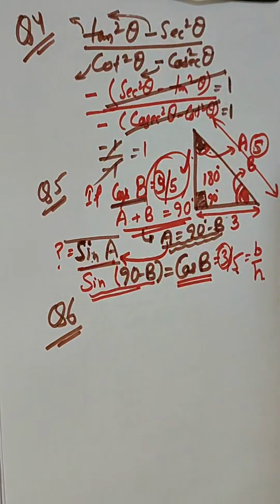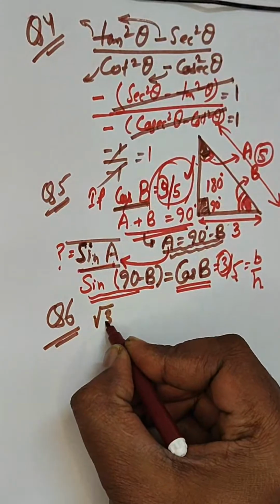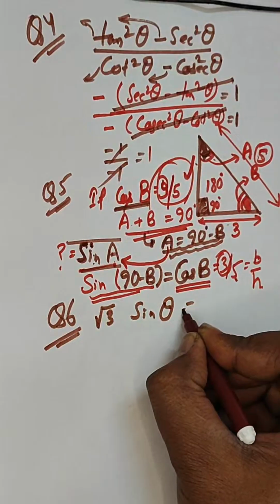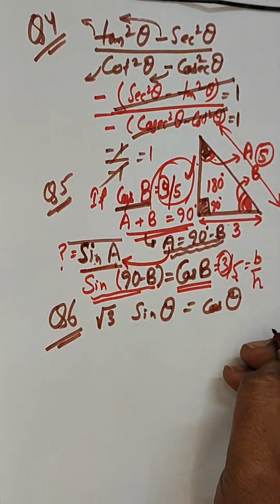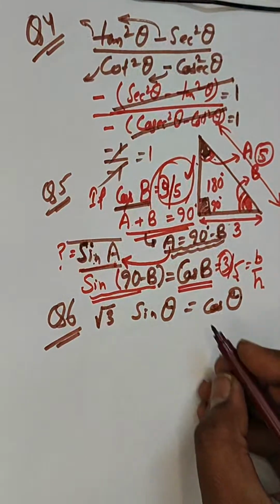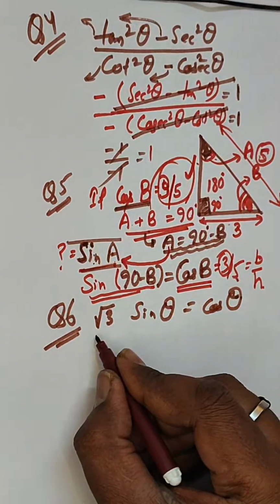Question number 6, which we can take: if root 3 times sine theta is equal to cos theta, and theta is an acute angle, it's given that theta is acute, what is the value of theta?